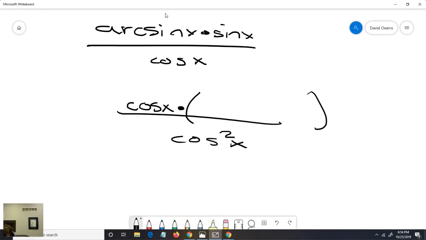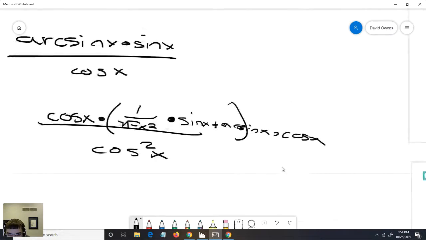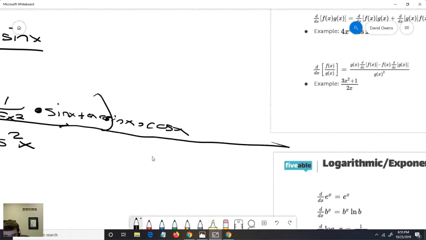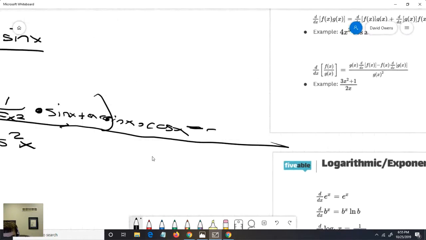So we're going to have the derivative of this first function, which is 1 over the square root of 1 minus x squared, times the second function, plus arcsin x times cosine x. We're still all over this, minus the top times the derivative of the bottom, which is going to be negative sine x.